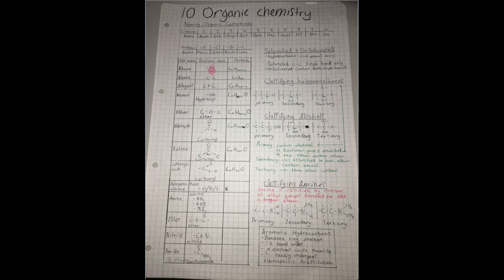Finally, aromatic hydrocarbons. In aromatic hydrocarbons, there's always a benzene ring present. There's also a 1.5 bond order. Pi electron bonding causes the stability of the molecule. The molecule readily undergoes electrophilic substitution.